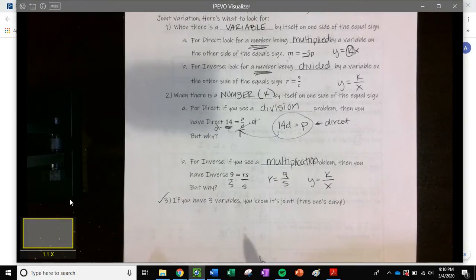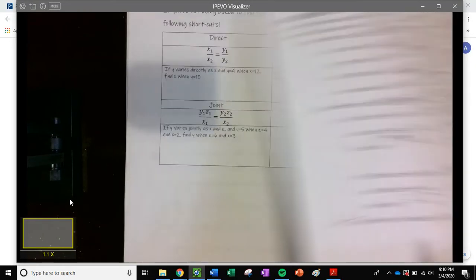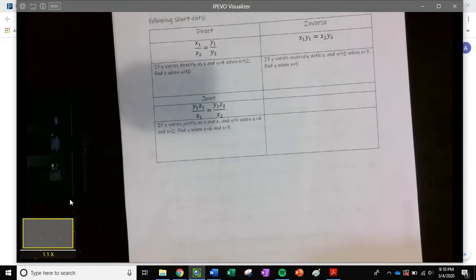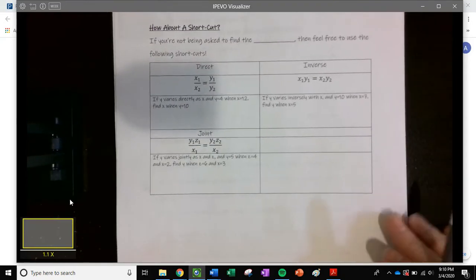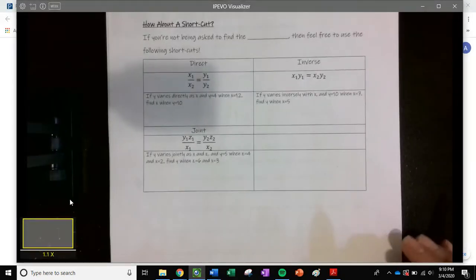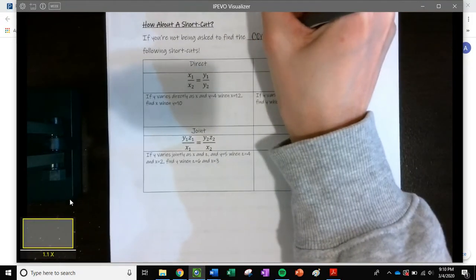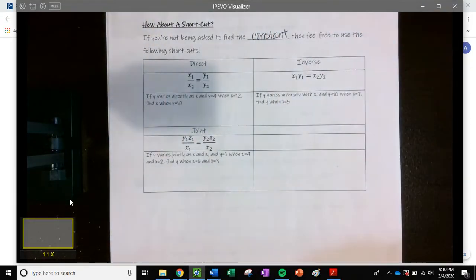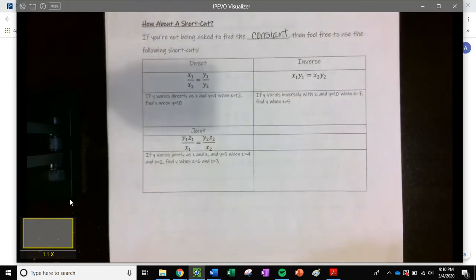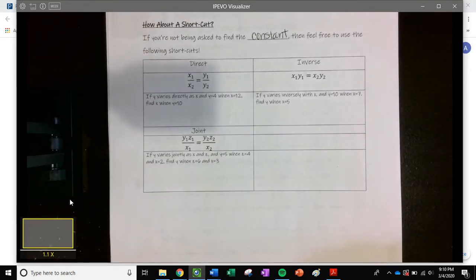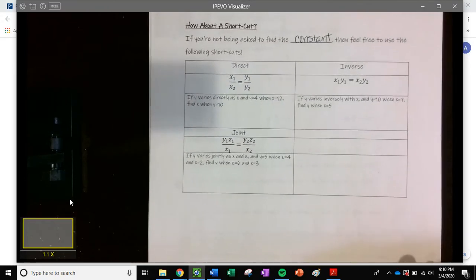All right, one last thing. Shortcuts. Everybody likes shortcuts, right? If you are not being asked to find the constant, if you're not being asked to find the value of k, then feel free to use the shortcuts. Unless I explicitly ask you, and some problems will, to list the value of the constant, then use these shortcuts. This makes it super simple and very quick.